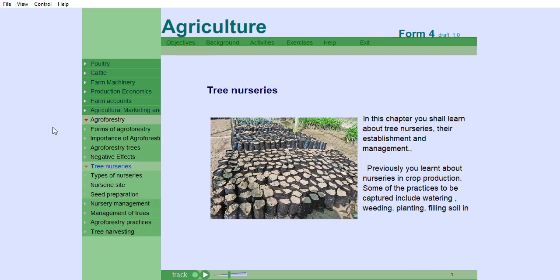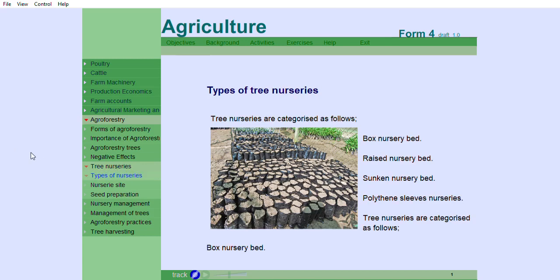Tree nursery. In this chapter, you shall learn about tree nurseries, their establishment and management. Previously, you learnt about nurseries in crop production. Types of tree nurseries. Tree nurseries are categorized as follows: box nursery bed, raised nursery bed, sunken nursery bed, and polythene sleeves nurseries.